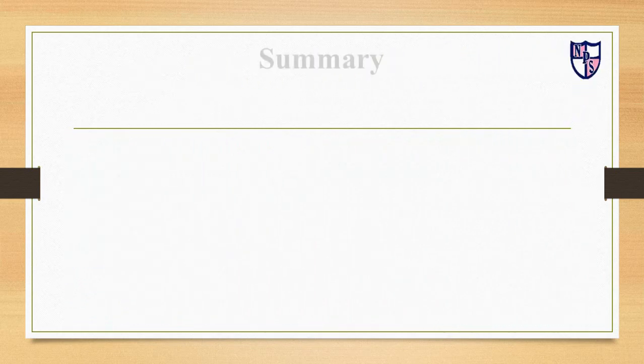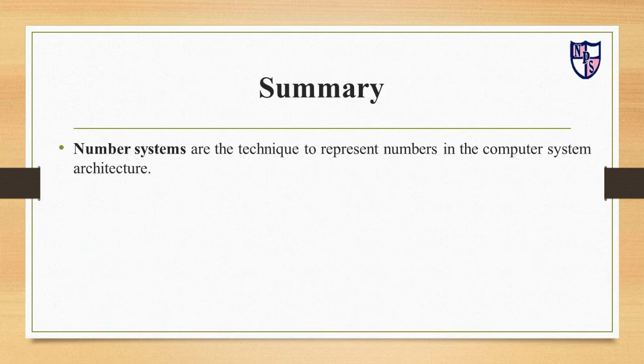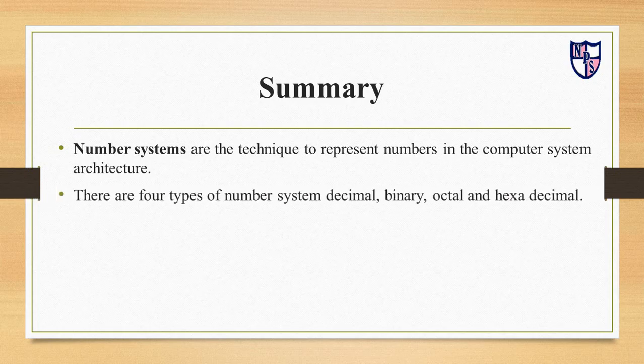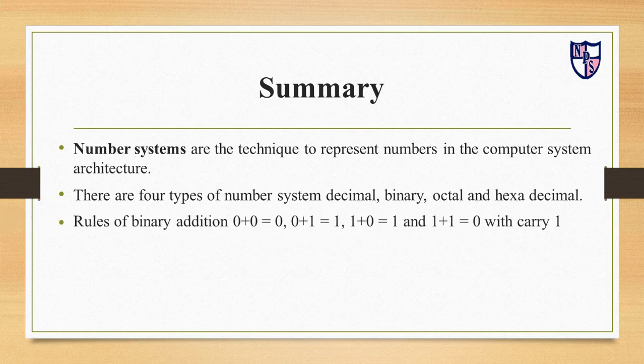Now let's conclude today's lecture. Number systems are the technique to represent numbers in the number system architecture. There are 4 types of number system: decimal, binary, octal, and hexadecimal. Rules of binary addition are 0 plus 0 is equal to 0, 0 plus 1 is equal to 1, 1 plus 0 is equal to 1, and 1 plus 1 is equal to 0 with 1 carry.